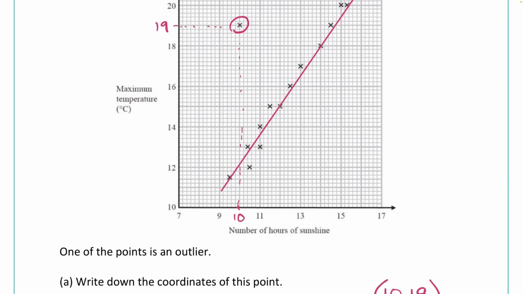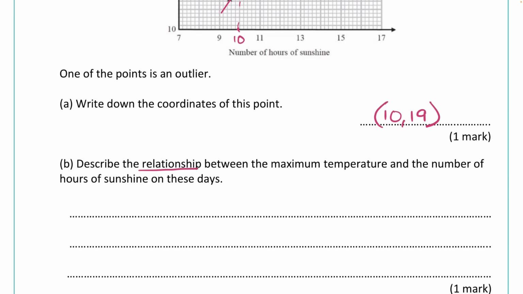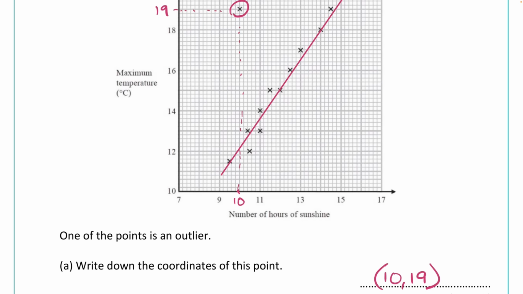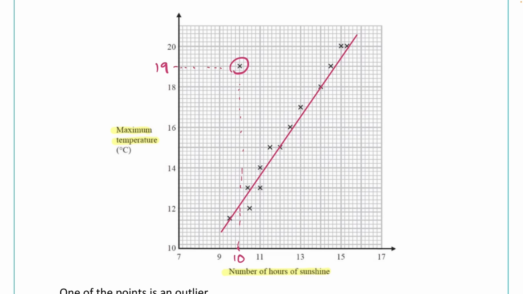So if we're asked to describe the correlation, well, this has a positive correlation as it's sloping up, but this is asking us to describe the relationship. So when we are describing the relationship, we're going to use the key terms that are written on the axes here. So we have the number of hours of sunshine and the maximum temperature. So we're going to try and use a logical explanation here, which would be as the number of hours of sunshine increases, the maximum temperature increases. Or on days where there are more hours of sunshine, the temperature is higher.